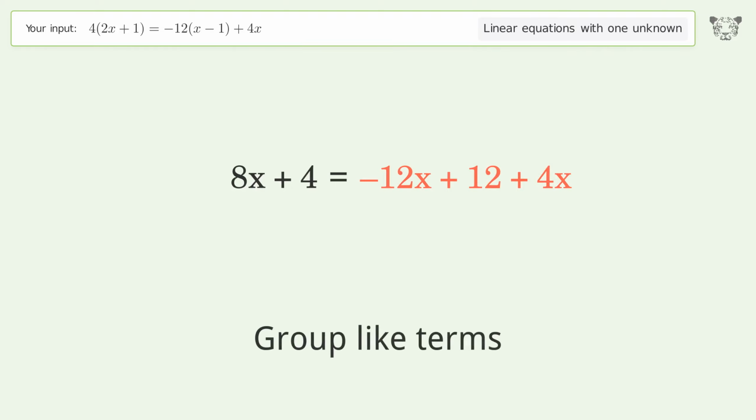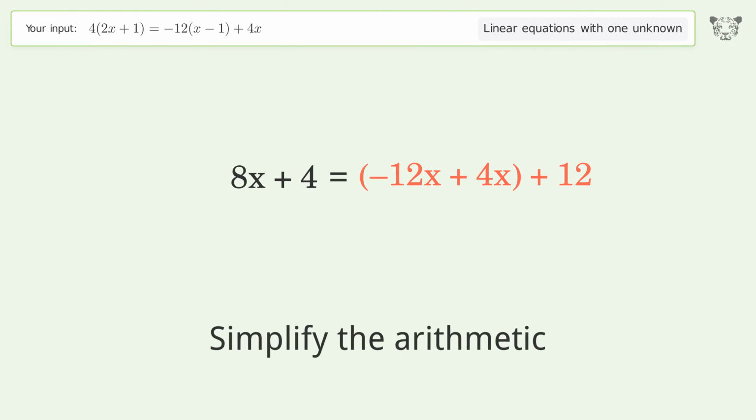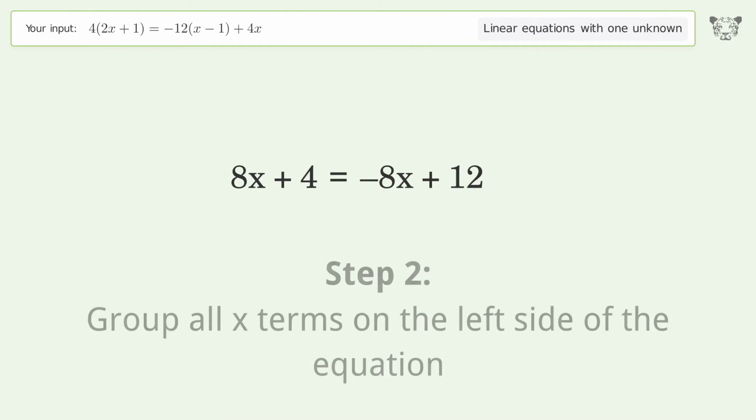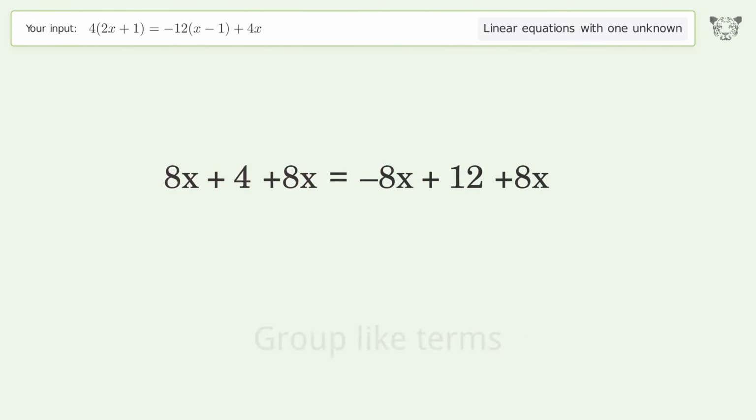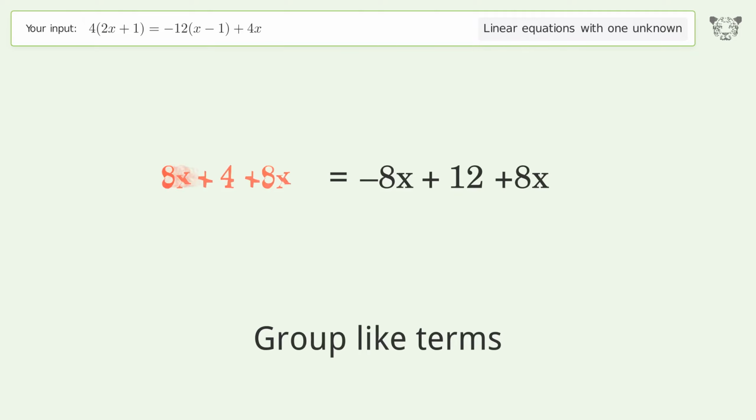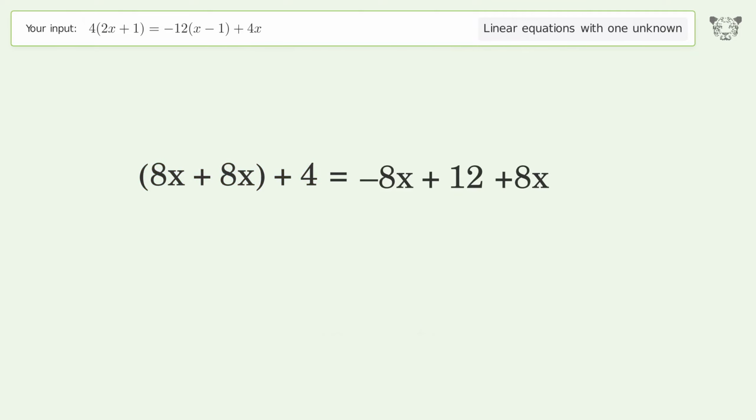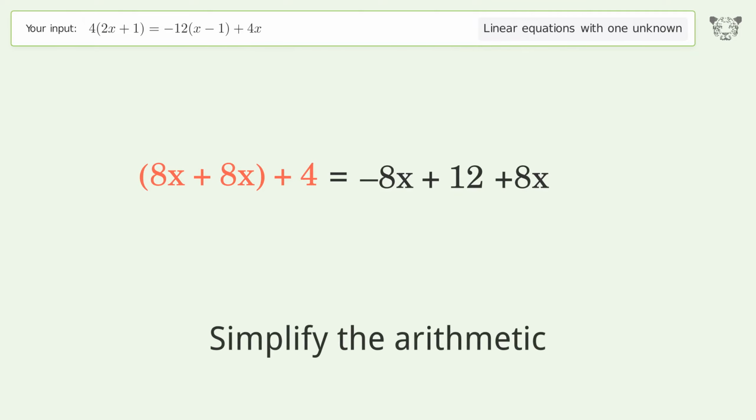Group like terms. Simplify the arithmetic. Group all x terms on the left side of the equation. Add 8x to both sides. Group like terms. Simplify the arithmetic.